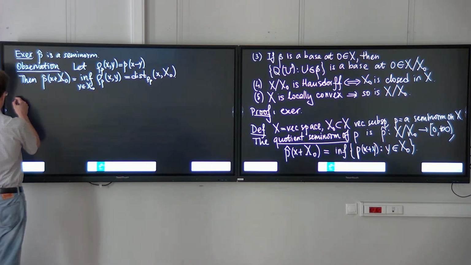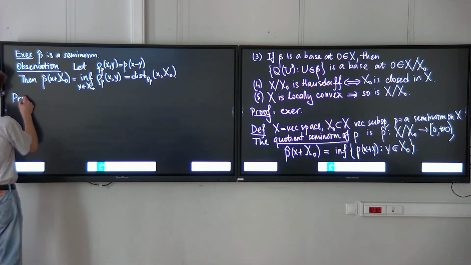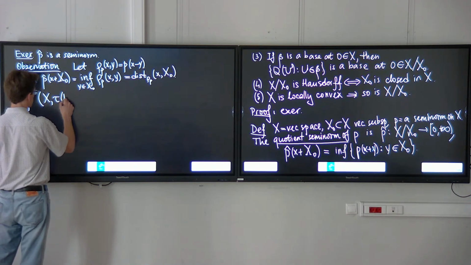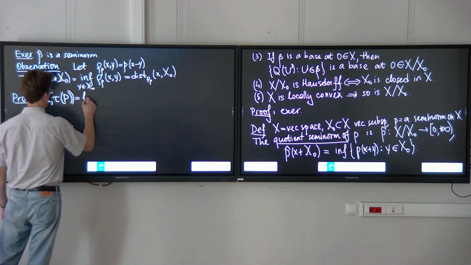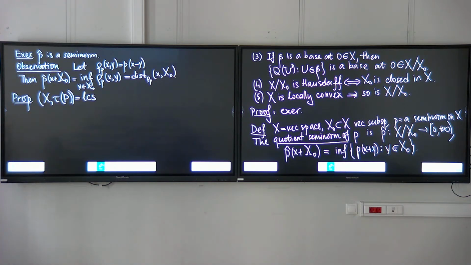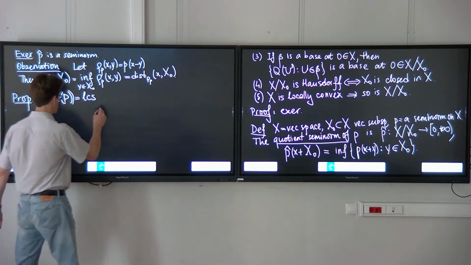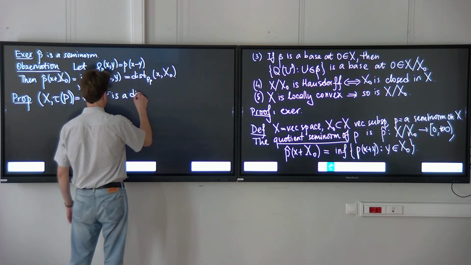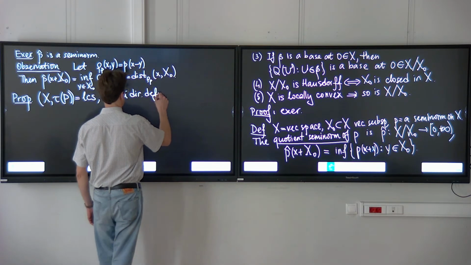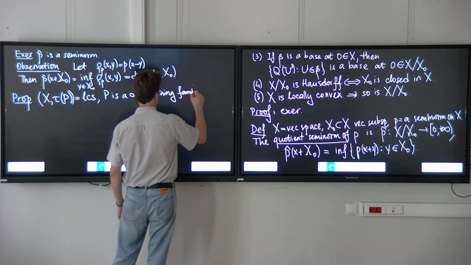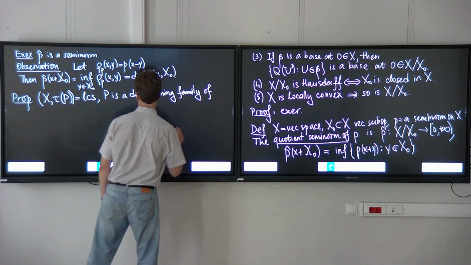Okay, so now we have the following simple result. Proposition. Suppose that X is a locally convex space where P is a defining family of seminorms on X, and we assume that P is directed. A directed defining family of seminorms.